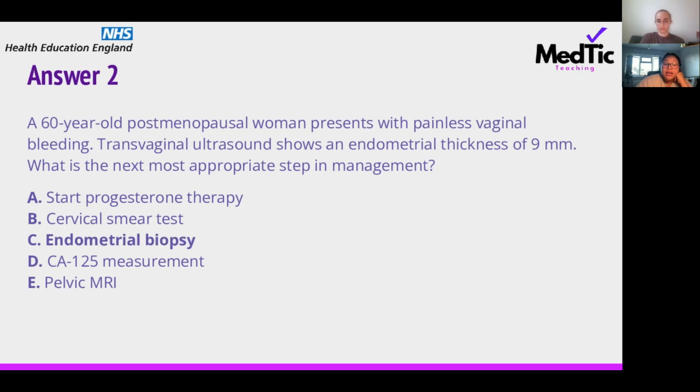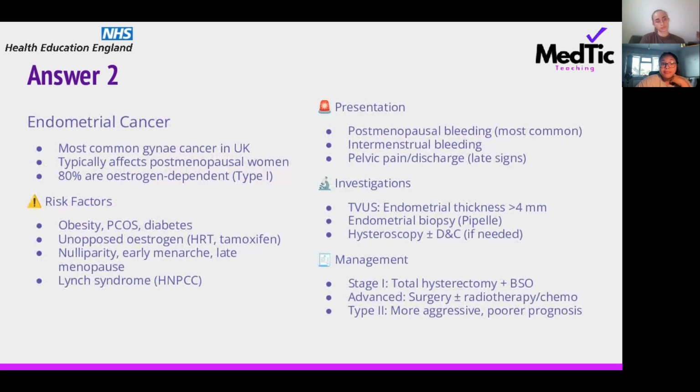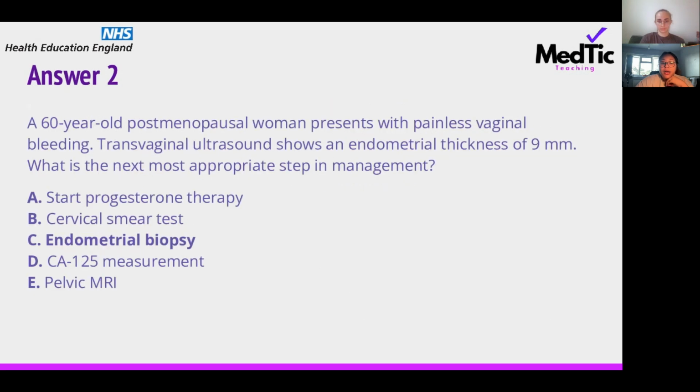So the correct answer is option C. The next appropriate management step is endometrial biopsy. We'll go through quickly why the other answers are incorrect and a bit more about endometrial cancer as well. So option A, which was start progesterone therapy, I'll quickly click back, was incorrect because it's not appropriate before we establish a definitive diagnosis. So we have to exclude malignancy first.